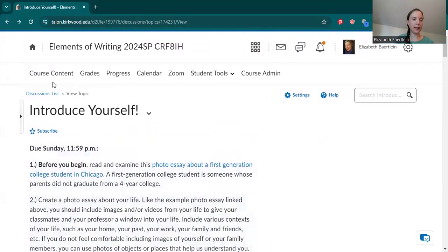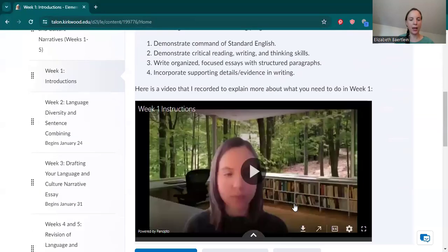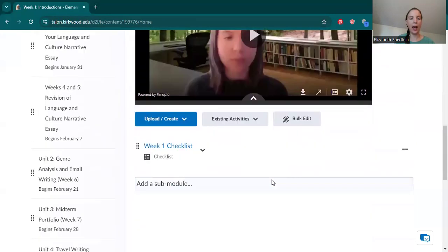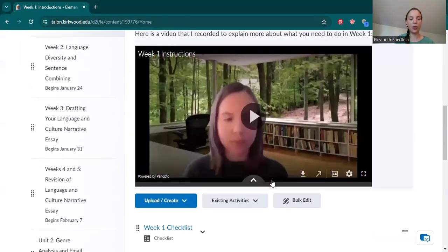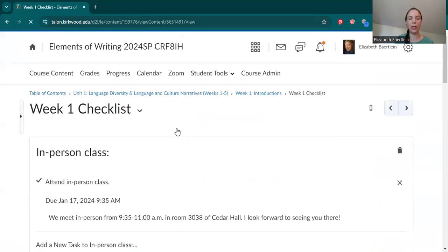As far as making it accessible, this is D2L Brightspace, the learning management system that I have been using. I know this is not a feature that's in every LMS, but if it is in yours, I really encourage you to use the checklist feature. For every week of my courses, whether it's online or hybrid or even an in-person course, I have done this.